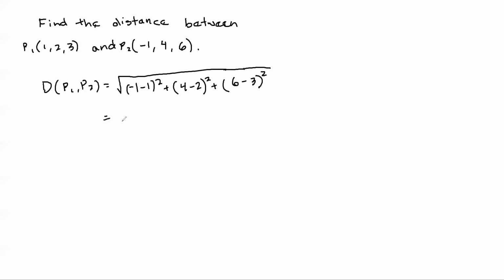And so if we just simplify that, this is -2 squared, so that's 4. This is 2 squared, that's also 4. 3 squared, that's 9. And we get the square root of 17. Okay, and that's the distance formula. All right.